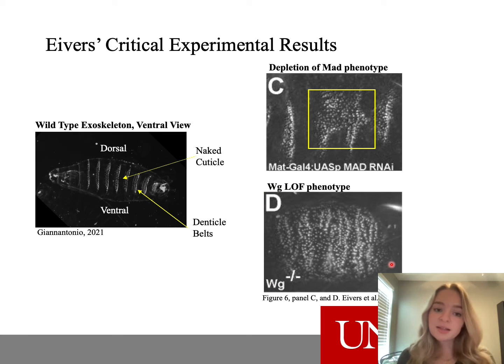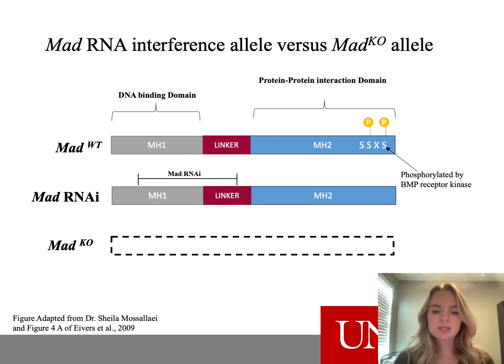Now, what this meant is that MAD could potentially function in the Wnt signaling pathway because we're seeing the same phenotypes when MAD isn't present and when wingless isn't present. One of the critiques of Dr. Evers' experiments is the way in which he eliminated MAD from the embryo. And in order to understand this first, we must understand the MAD wild-type allele and what that looks like.